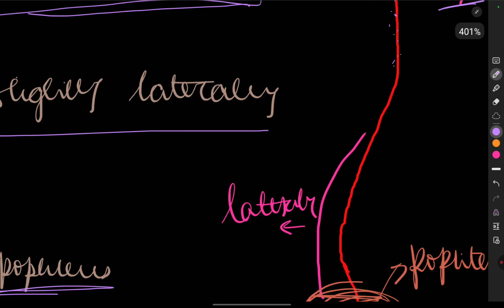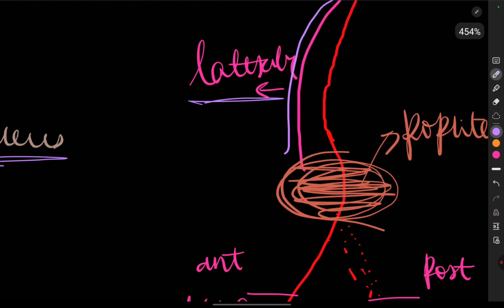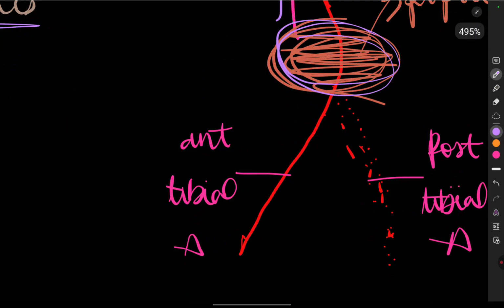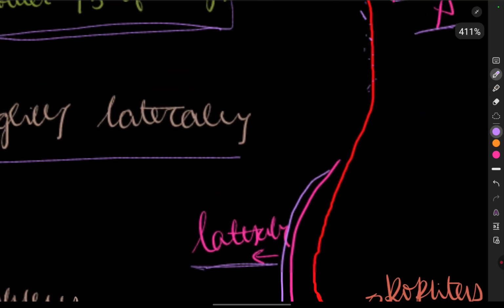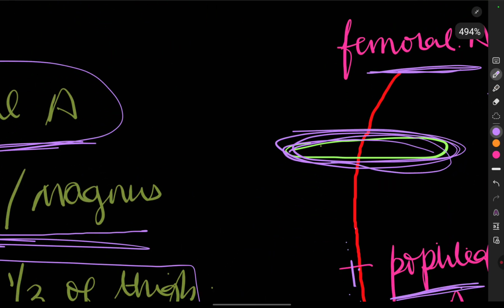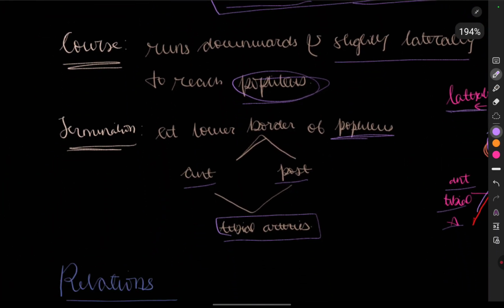So it is on the posterior side. It goes laterally, and into the popliteus muscle. Near the popliteus muscle, and after the popliteus muscle, its termination is that it gives off two branches. One is the anterior tibial branch and another one is the posterior tibial branch. So these are the branches of the popliteal artery, which is a continuation of the femoral artery after the adductor magnus or the adductor hiatus. So this is about the beginning, course and termination.